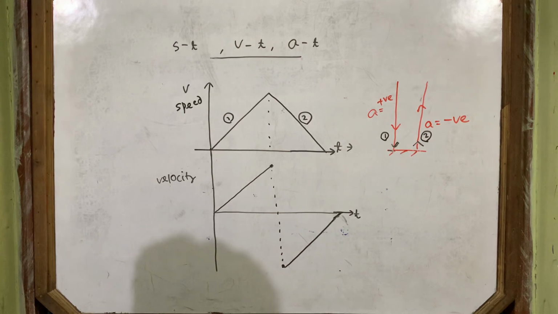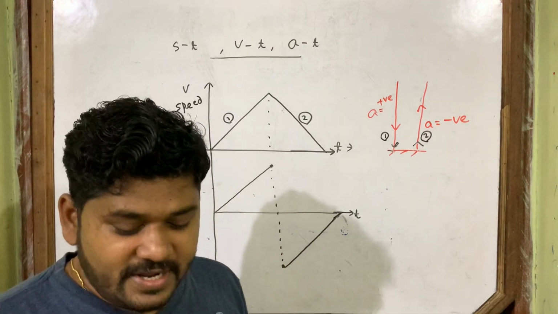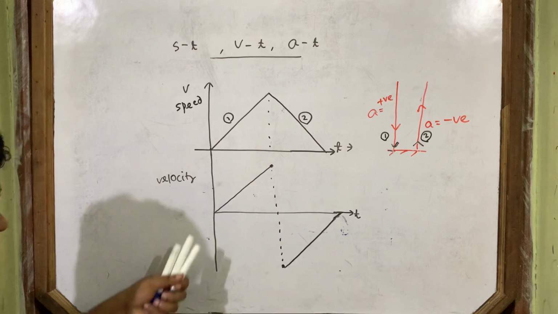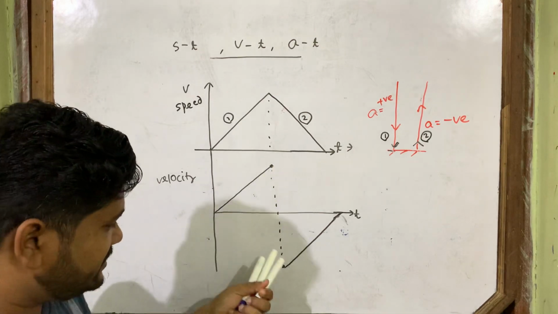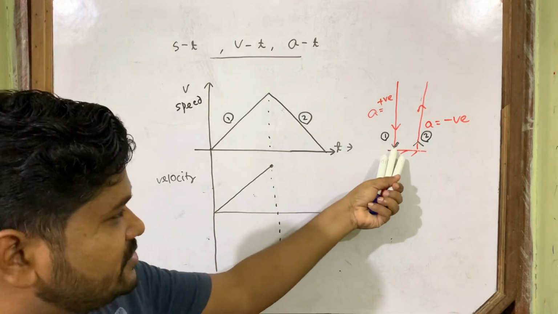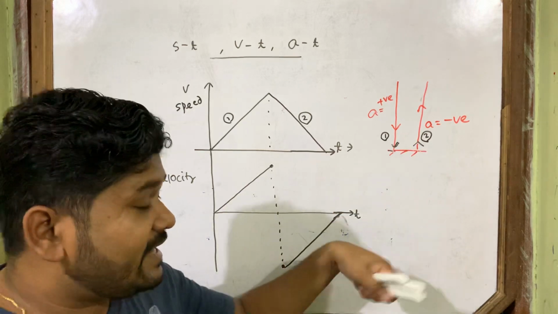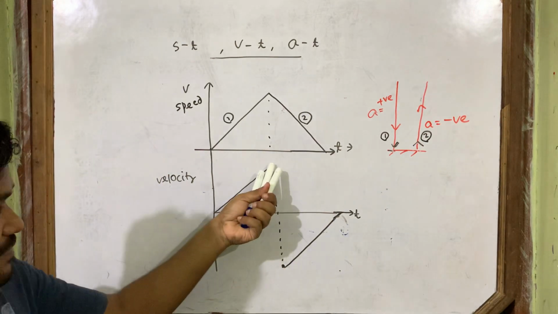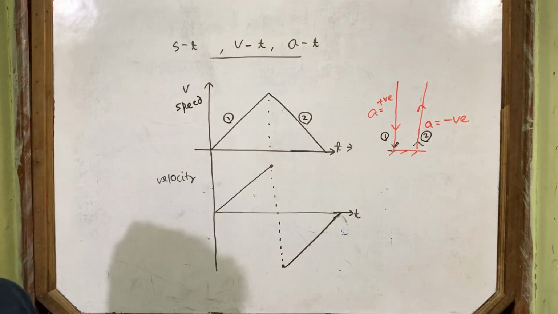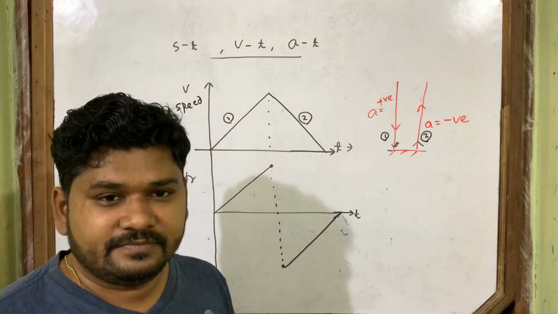So this is very important, the velocity time graph. Why does the graph jump from this to this? Because its velocity suddenly changes at that point, the direction suddenly changes, so the graph will jump from the positive v to the negative v, and then it comes to 0.